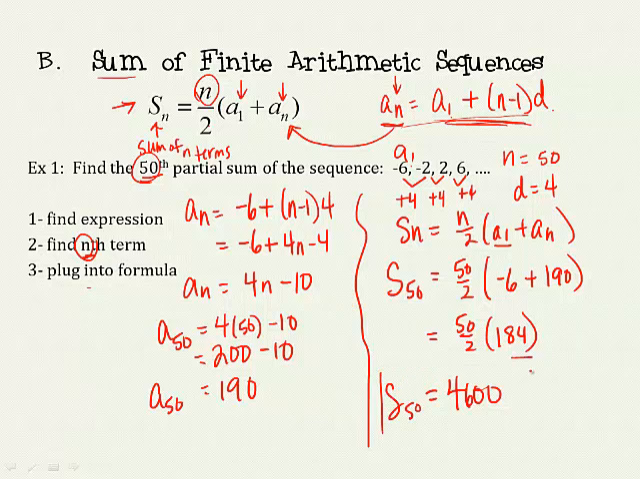So this would be my answer. You had to find the expression, find the nth term, and then finally put it in the formula. That's 3 steps. Here they are. Okay, so let's try another one.